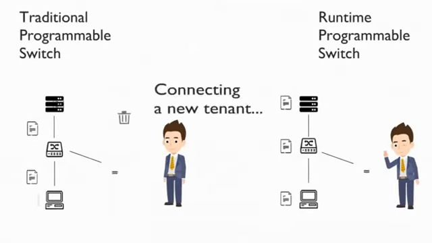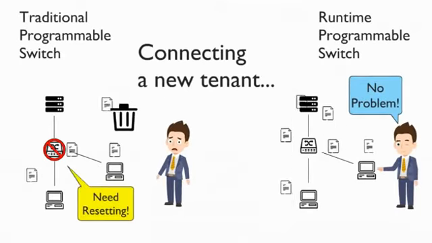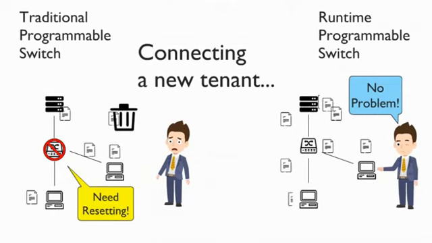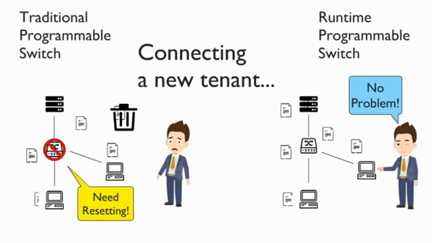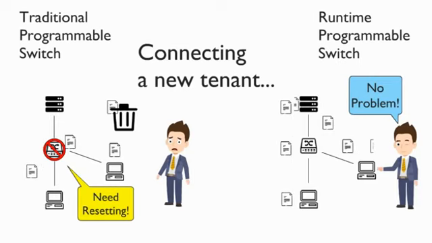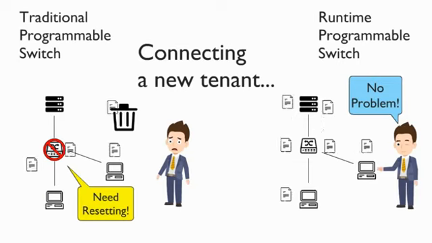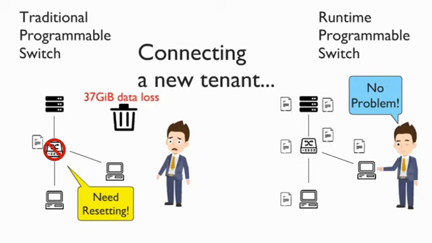Compared to traditional programmable switches, runtime programmable switches can perform runtime updates of functions without interrupting the normal operation of other already existing functions. Statistically, a Tofino switch with 64 100 gigabit ports requires 50 millisecond downtime for updates, leading to 37 gigabytes of data loss at full speed, and it takes longer to re-download the flow table.